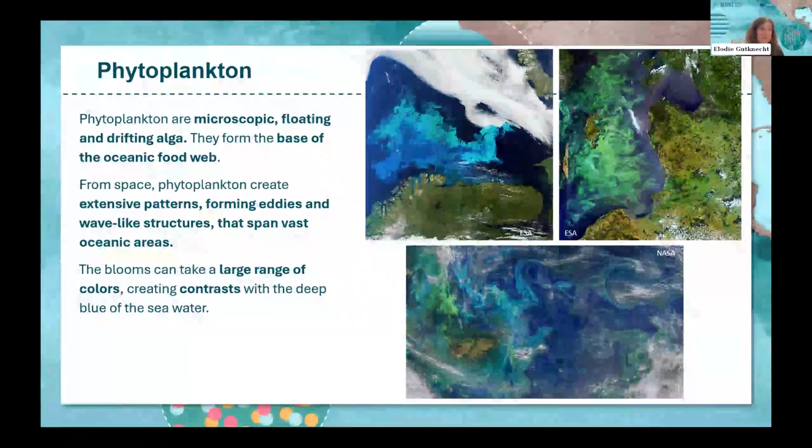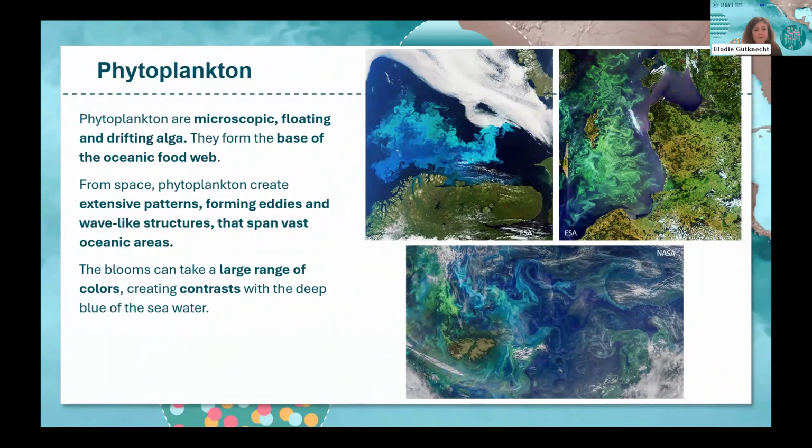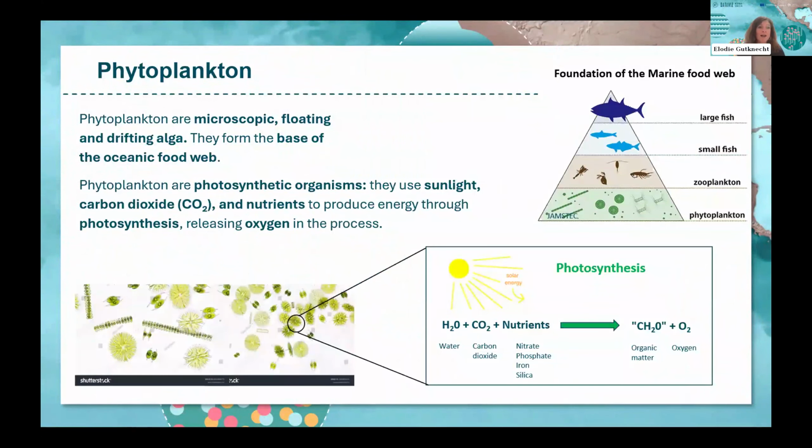But they are not just beautiful to see on a microscope and from satellite. They are also really important. They form the base of the marine food web, and they are vital for life on Earth. Why? Because they are performing photosynthesis. And thanks to a photosynthetic pigment called chlorophyll, they perform photosynthesis.